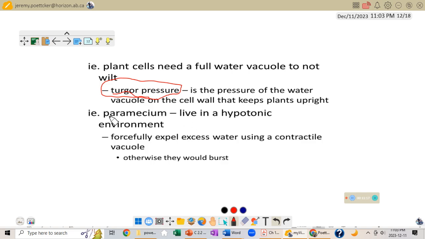Paramecium. Interesting creatures. These can live in a hypotonic environment, which means they are always getting excess water into them by osmosis, and so they actually have to forcefully expel water. They've got a special organelle and set of structures called a contractile vacuole. Otherwise they would burst. So they've got to get rid of the extra water inside of them.